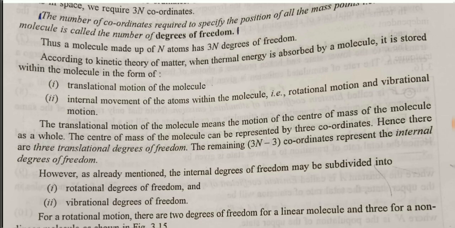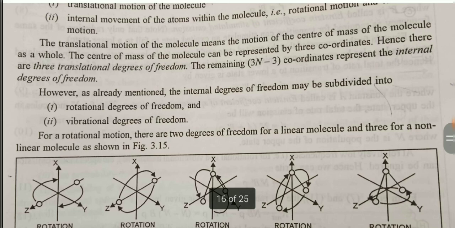According to kinetic theory of matter, when thermal energy is absorbed by a molecule, it is stored within the molecule in the form of, first, translational motion of the molecule, and second, internal movement of the atoms within the molecule, that is rotational motion and vibrational motion. The translational motion of the molecule means the motion of the center of mass of the molecule as a whole. The center of mass of the molecule can be represented by 3 coordinates. Hence, there are 3 translational degrees of freedom. The remaining coordinates represent the internal degrees of freedom.